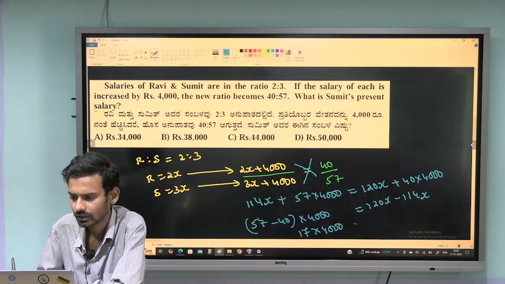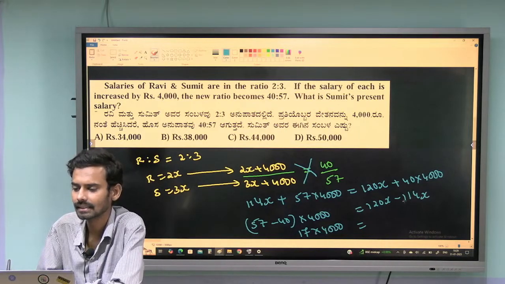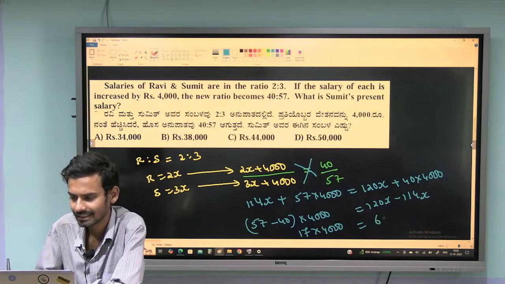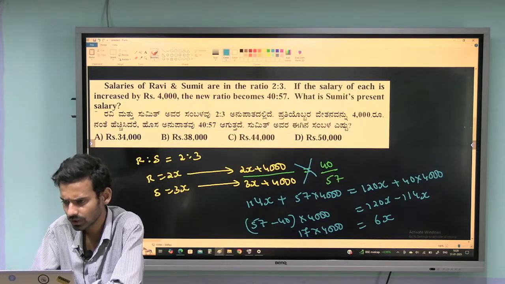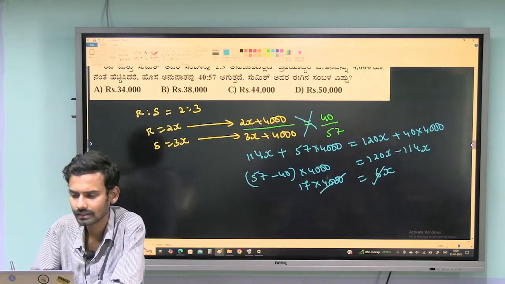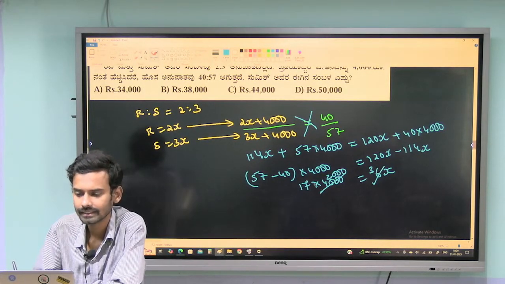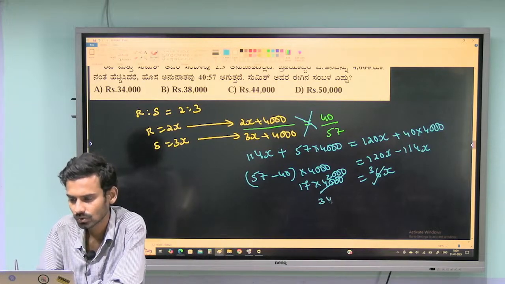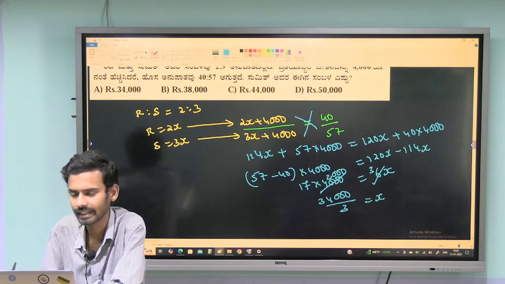4,000 should be equal to 120x minus 114x, which will be 6x. So if you cancel here, in the 2 ones are table, this will be 2,000 and this will be 3. Take 3 to the other side. 17 into 2 will be 34. So this will be 34,000 divided by 3, which will be the value of x.